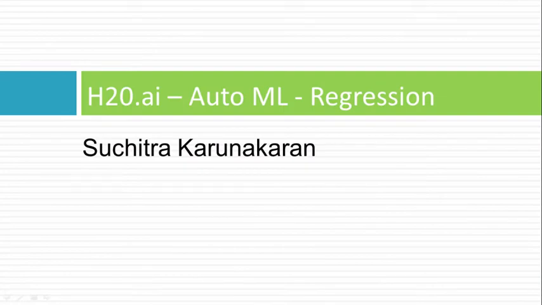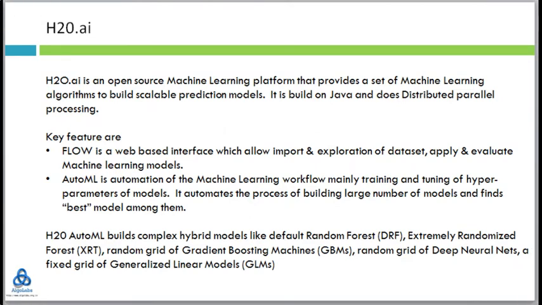In today's session, we will learn to build a regression model using H2O.ai. H2O.ai is an open source machine learning platform. It is built using the Java programming language. It is a distributed parallel processing engine.